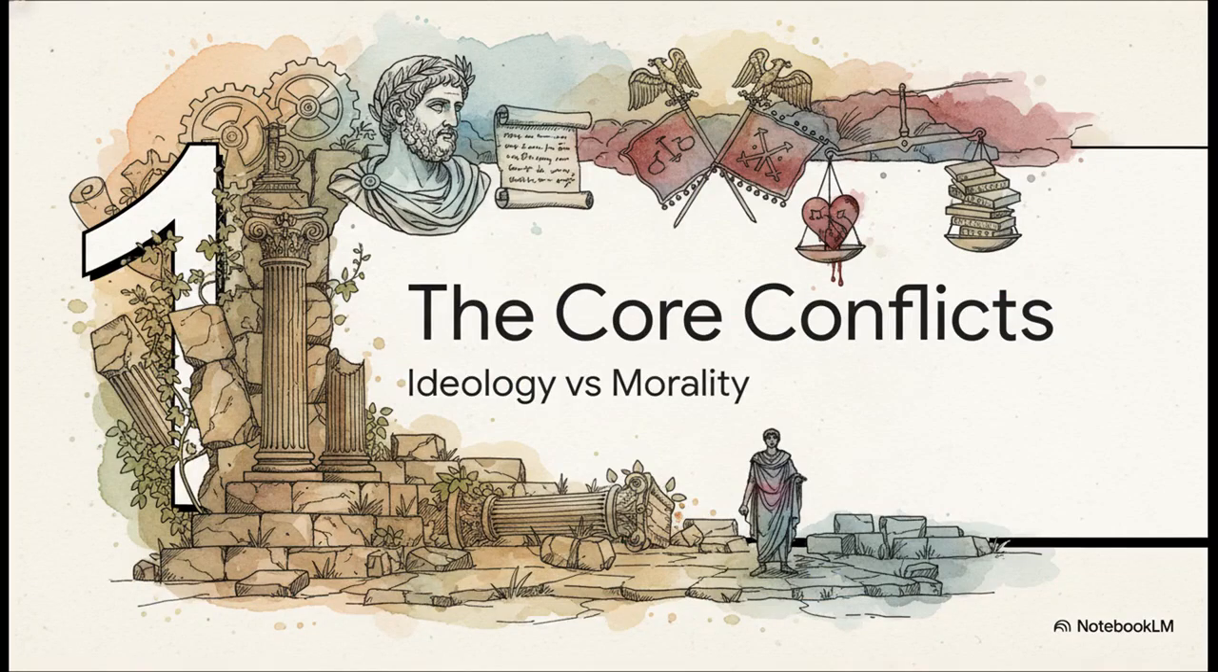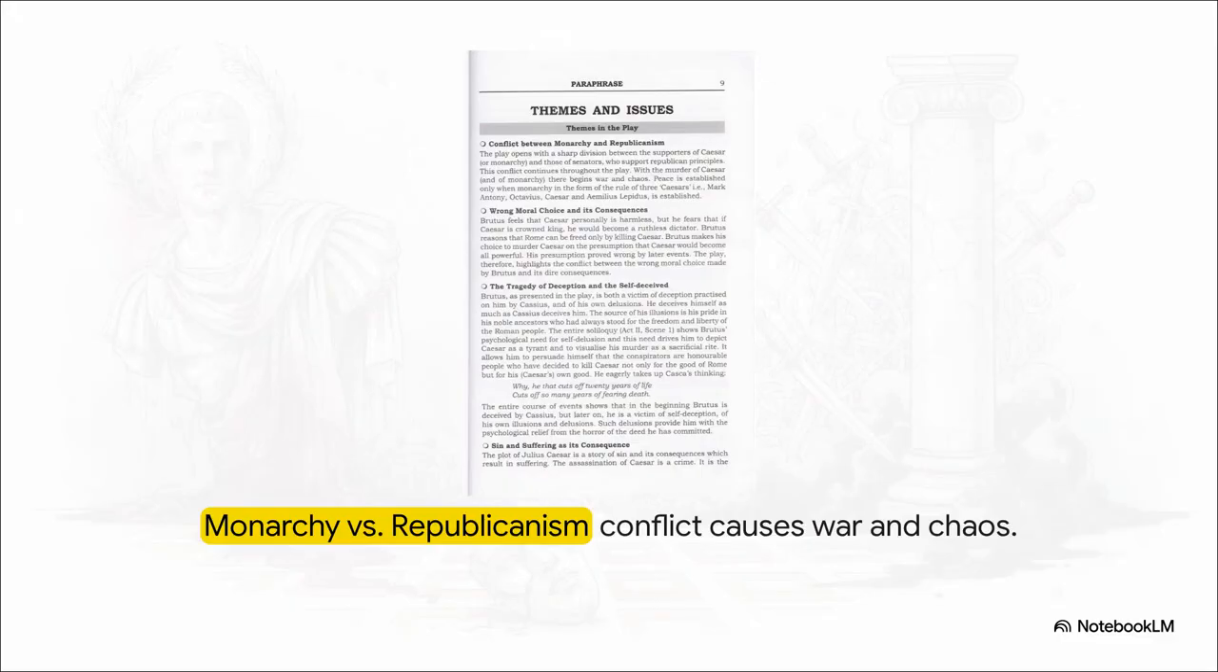Section 1. The core conflicts. To really understand the architecture of this play, we first have to understand the foundational bedrock it's built upon. And this brilliantly illustrates the macro-level tension of the entire story, the massive, undeniable clash between monarchy and republicanism. The play opens with a violently divided society, right? You have the supporters of Caesar representing a shift toward monarchy, totally clashing against the supporters of republican principles.